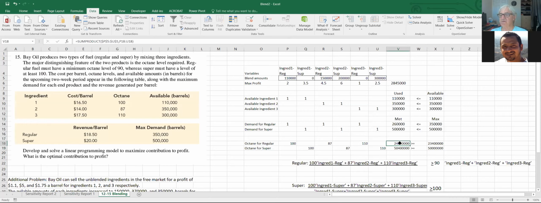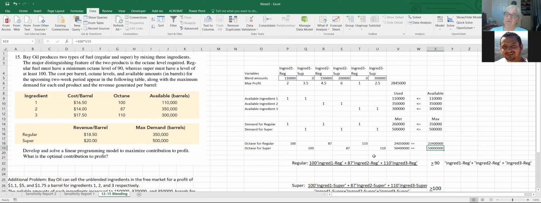Okay, so look at this constraint. You see, this is the octane of regular gas. The left-hand side, if you compare it to the right-hand side, is larger. If they were equal to one another, then you would meet exactly 90 octane in your mix. But this one is larger than this one. This means that your mixture has more than 90 octane in a blend. This one, for example, has more than 100 octane. Well, that's for the super, again, because it's larger.